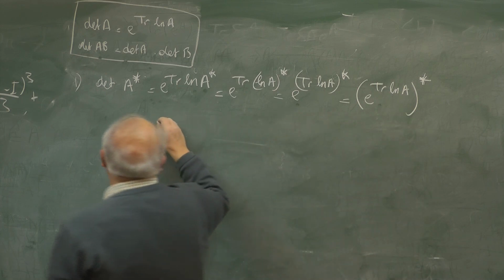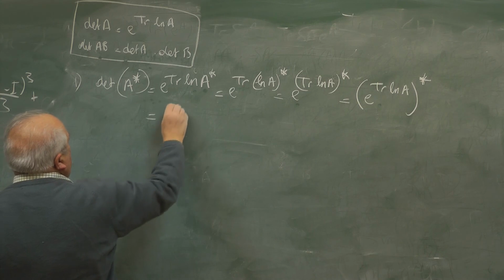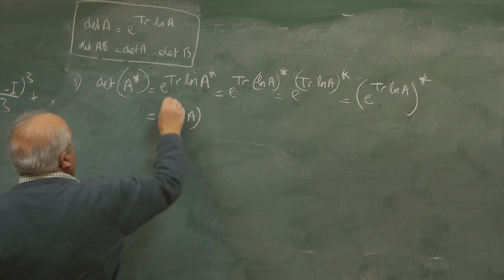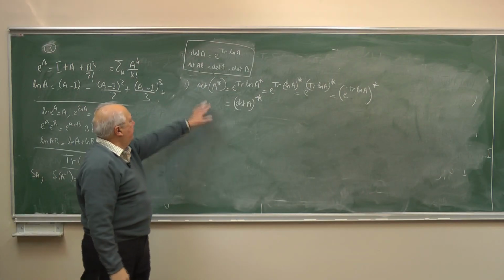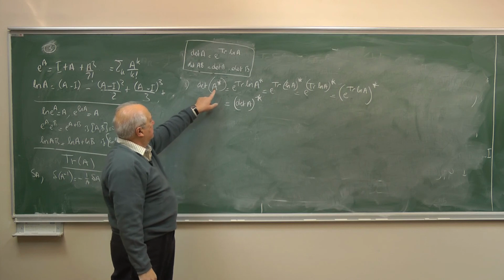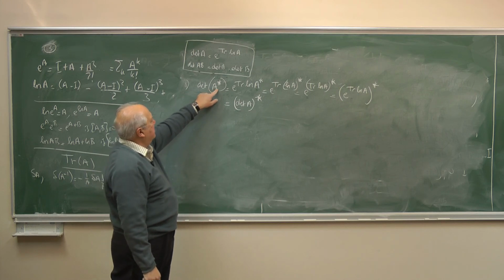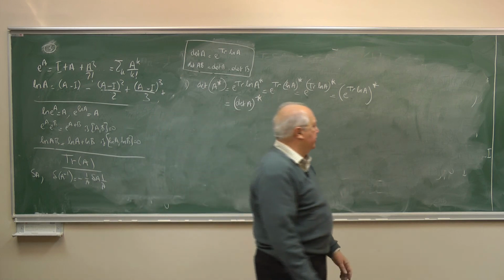So determinant of A star is determinant A star. So you don't need to take the determinant again. If you found the determinant A, to get the determinant of A complex conjugate, you simply take the complex conjugate of the determinant.